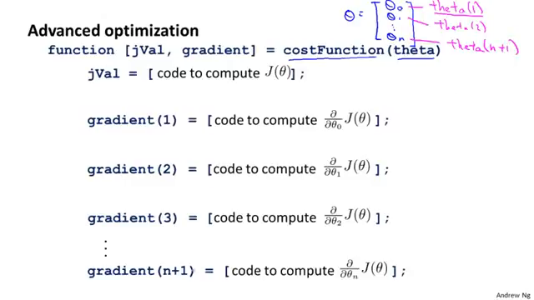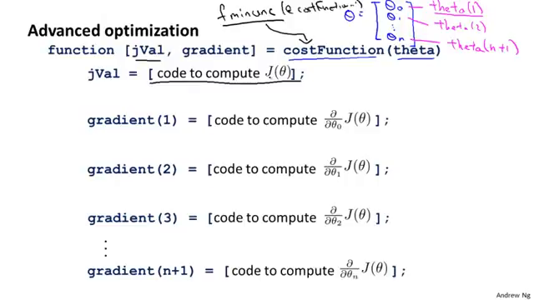What we needed to do was provide a function called cost function that we would then pass into what we saw earlier, fminunc, the f-min unconstrained, which would take the cost function and minimize it for us. So the two main things that the cost function needed to return were first jVal, and for that we need to write code to compute the cost function J of theta.